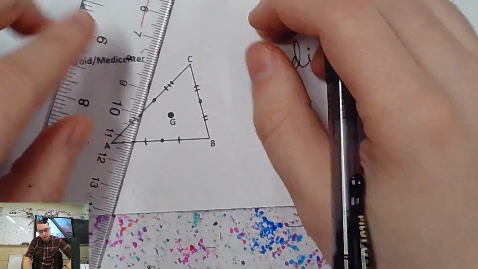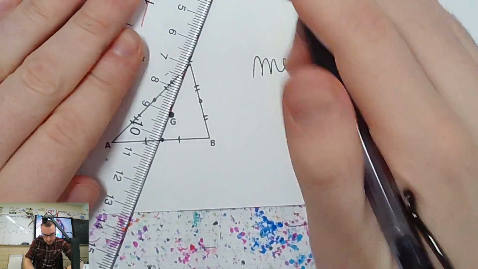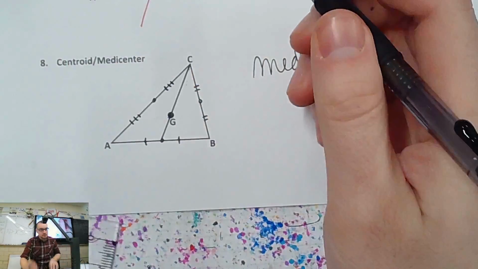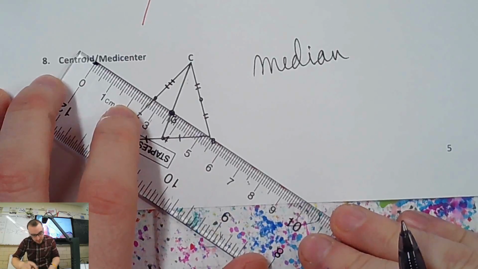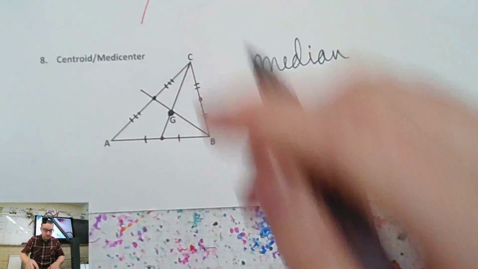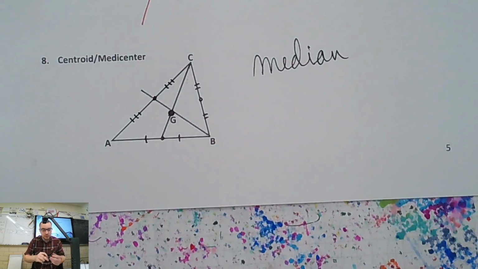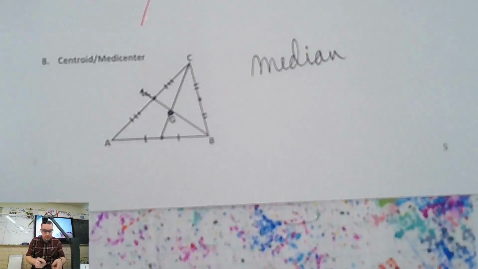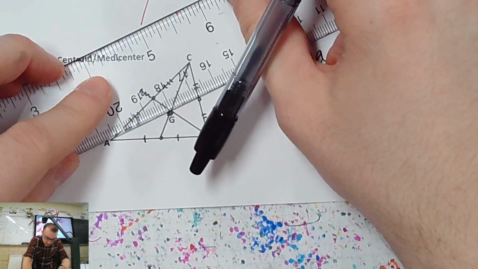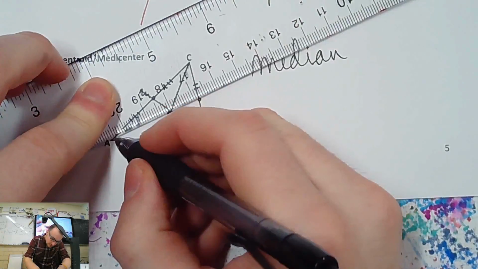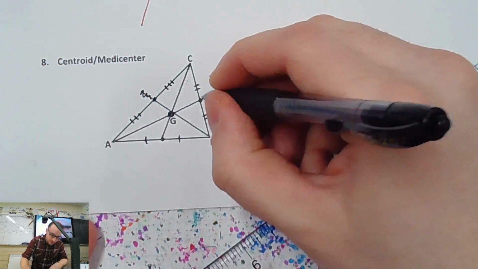Make sure you mark your diagram so I know that they're midpoints. And now we're going to connect vertex to midpoint. Vertex to midpoint. These are the fun ones to draw, I think. I went too far. Oops. I went too far again. My bad.